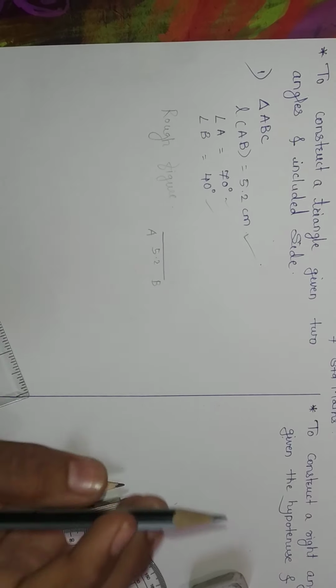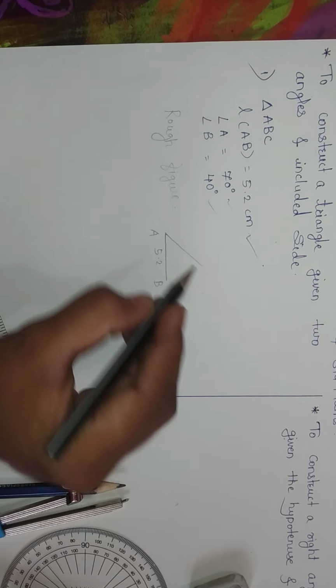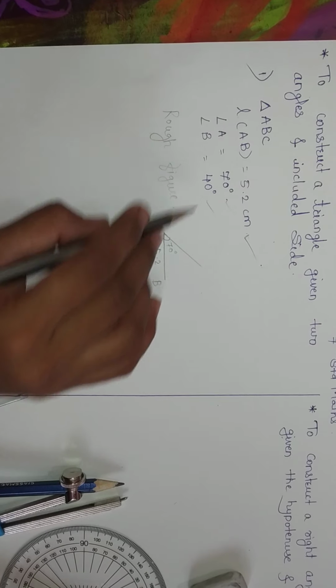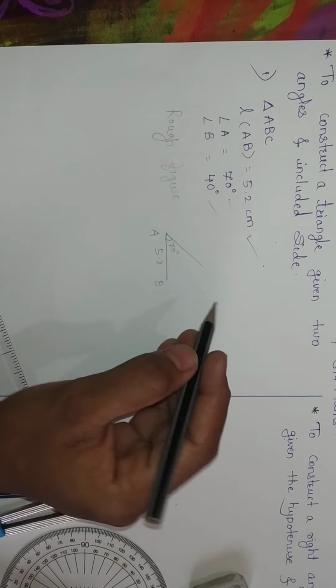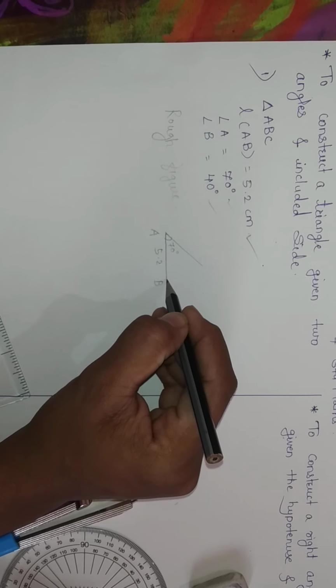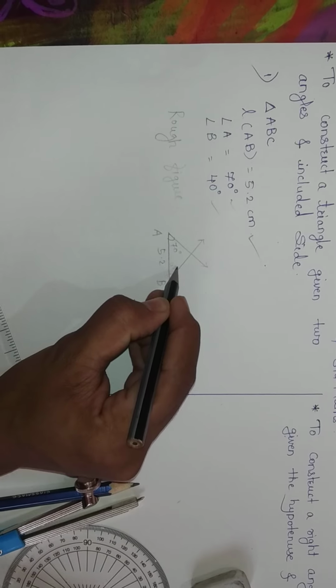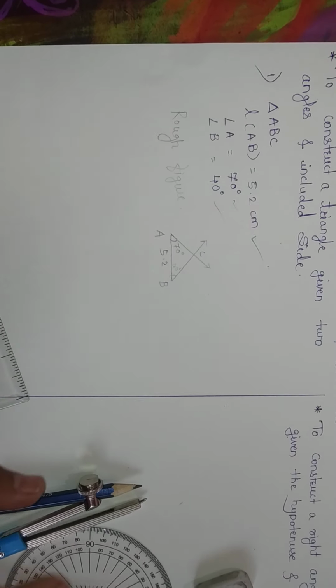Angle A is given as 70 degrees. We know that 70 degrees is an acute angle, so this is your 70 degree angle at A. And angle B is given as 40 degrees, which is also an acute angle. It means you have to take 40 degrees in this way. So you can draw it just like this. This is your 40 degree angle. So A, B and C, our figure is just like this.